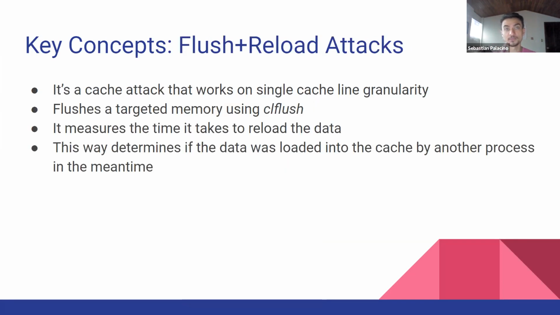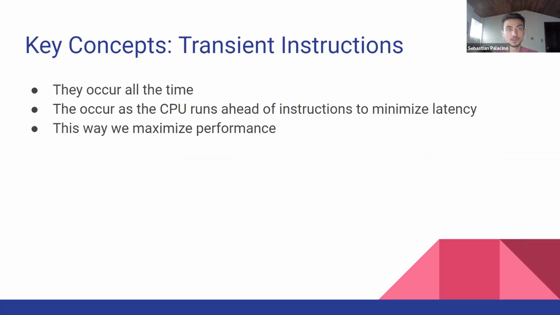The second key concept that we must understand for Meltdown is the Flush+Reload attack. Flush+Reload are cache attacks that work on single cache line granularity. They take advantage by flushing a target memory using the CLFLUSH instruction. What a Flush+Reload attack does is that it measures the time it takes to reload the data, and that way it determines if the data was loaded into the cache by another process in the meantime.